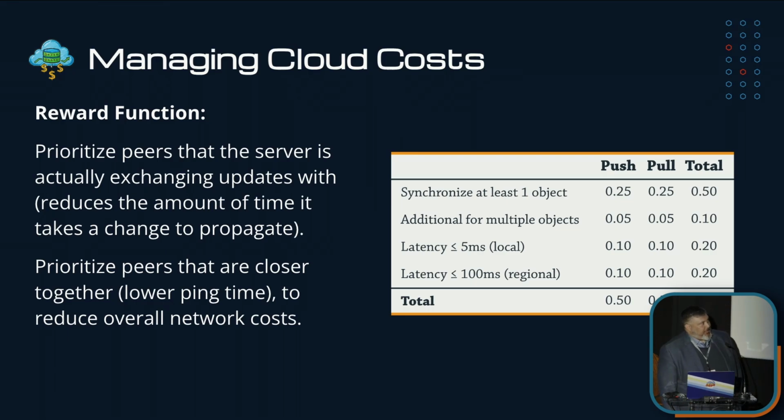So here is what we did for our reward function. We want to prioritize peers in our network that the server is actually exchanging updates with.